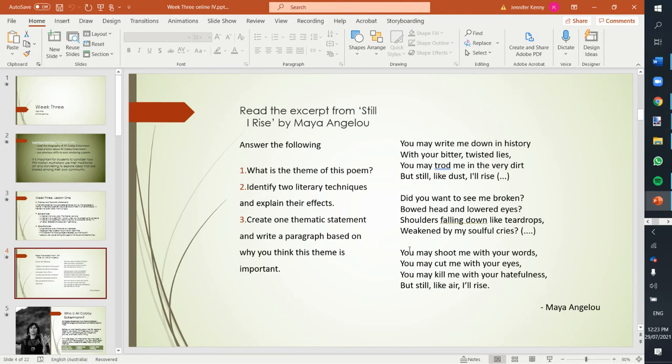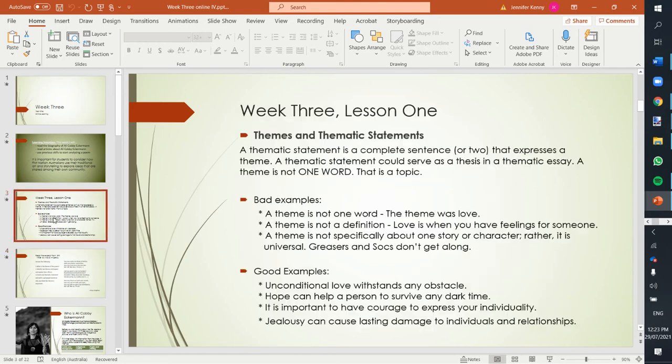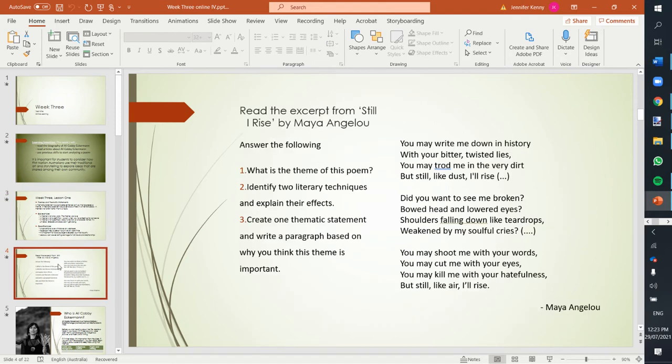The poem's actually really beautiful. If you want to Google it, it's out there. But we're just looking at these three stanzas. So, what is the theme of the poem? Okay, remember we're talking about theme. So if we just go back one slide, themes are not one word. Themes are universal truths.